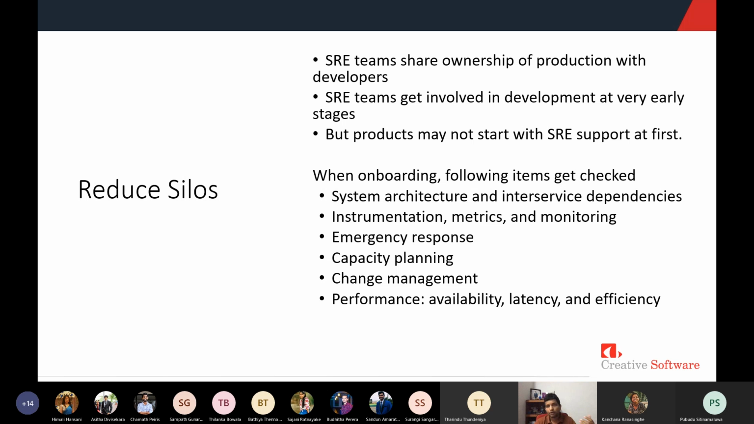SRE teams also get involved in development at very early stages. When a feature is getting developed or released, the SRE teams get involved and start solving these problems at the beginning itself. And sometimes they say it's always important to get a person who was in the development team as an SRE. That's because that person will already understand the existing code base. They know how the system works. So it's always important to have someone from the development teams who can contribute more in making the systems reliable.